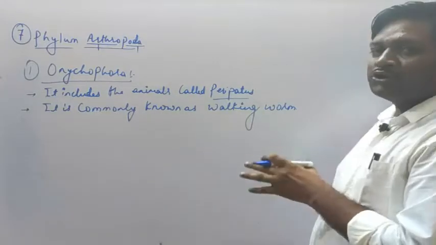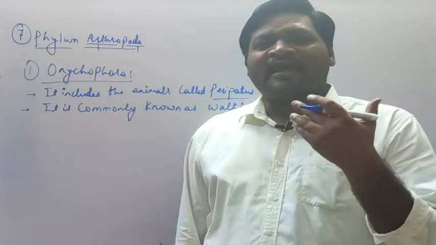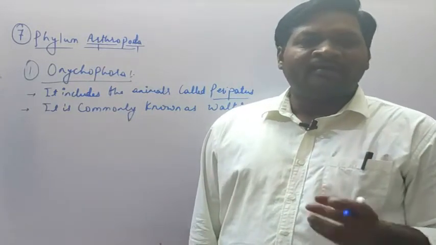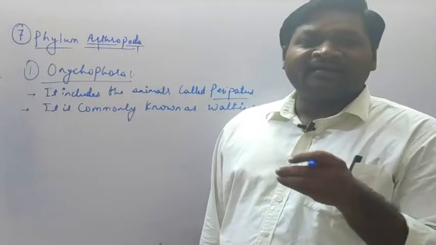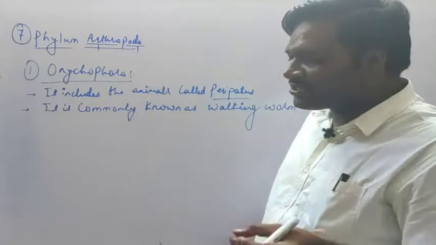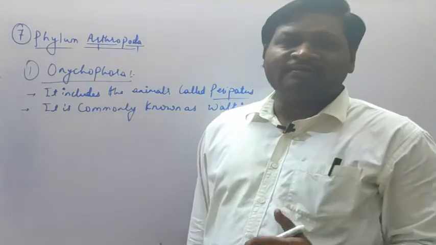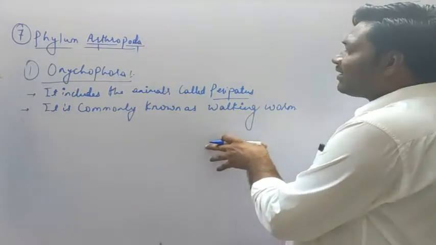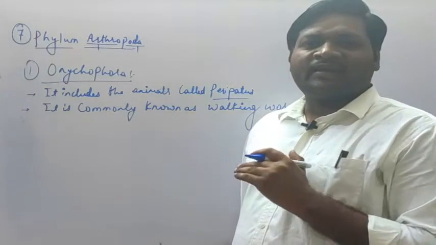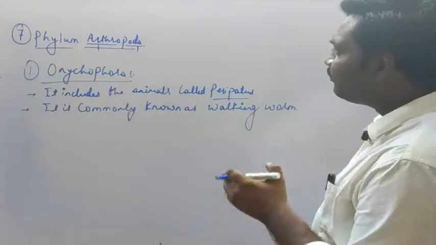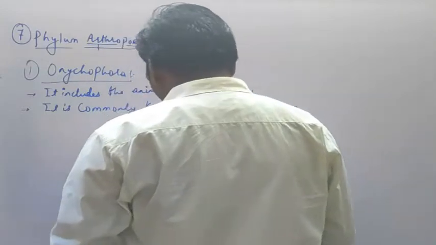So this class also has some features which are similar to the annelids. That means they have a segmented body. Then they may have legs, but they are not jointed. They are just single structures like parapodia. This is the characteristic seen in phylum Annelida, but a few characters are also similar to the arthropods. So it is referred to as the connecting link between the annelids and the arthropods. Let's see how it is considered a connecting link.